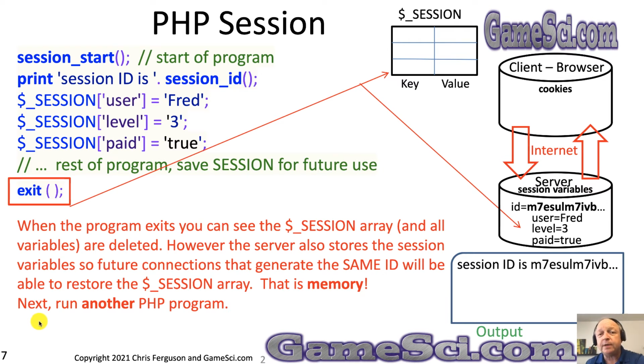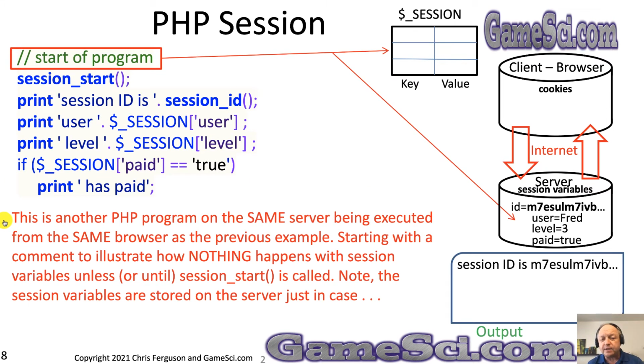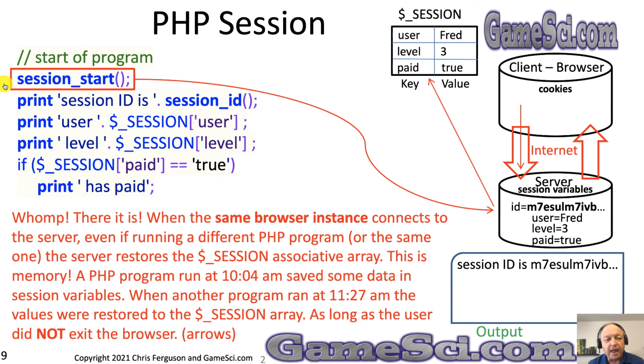Next, run another PHP program. Have the browser request the server to run another PHP program. This is another PHP program on the same server being executed from the same browser as the previous example. Start with the comment to illustrate how nothing happens at the very beginning with the session variables unless or until session_start is called. Note the session variables are stored on the server just in case we're going to need them. Execute session_start at the beginning of the program.